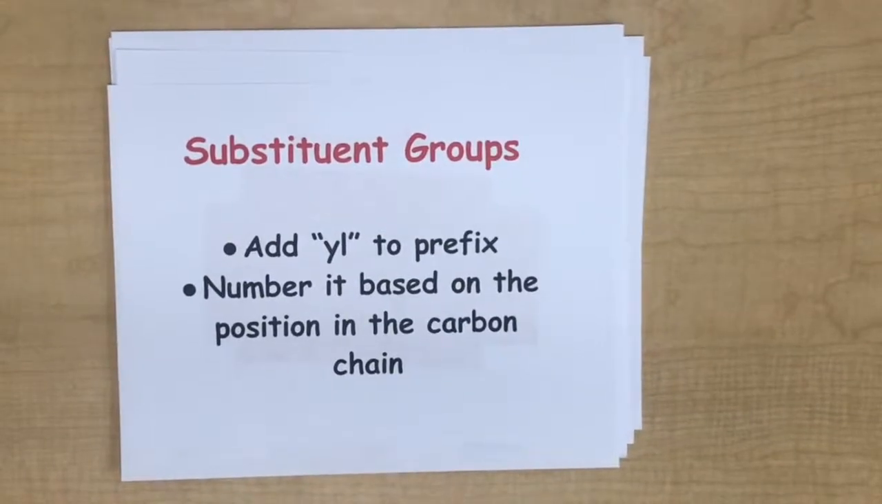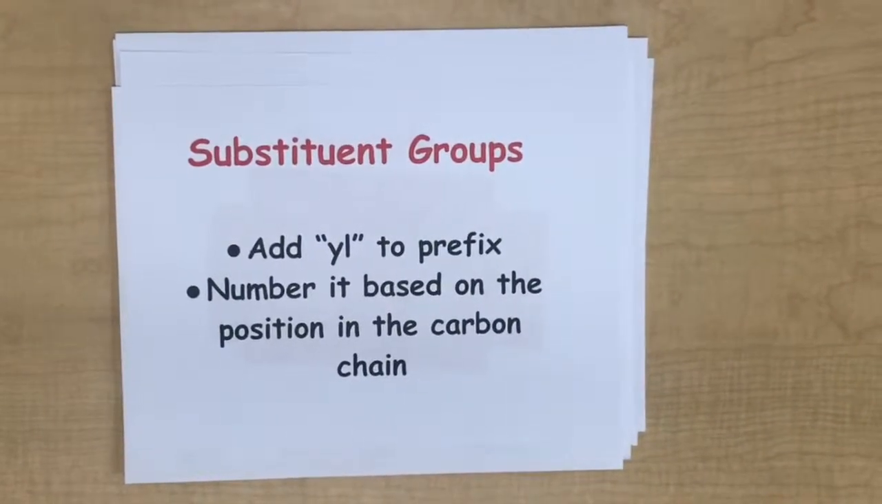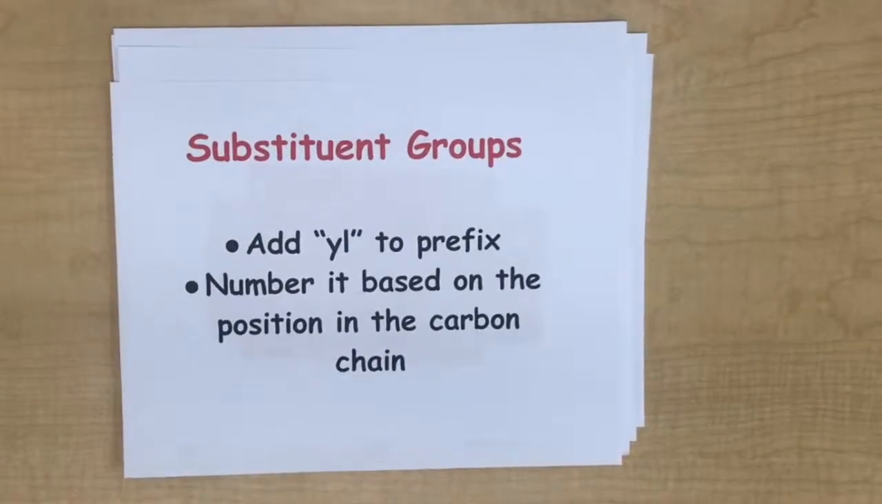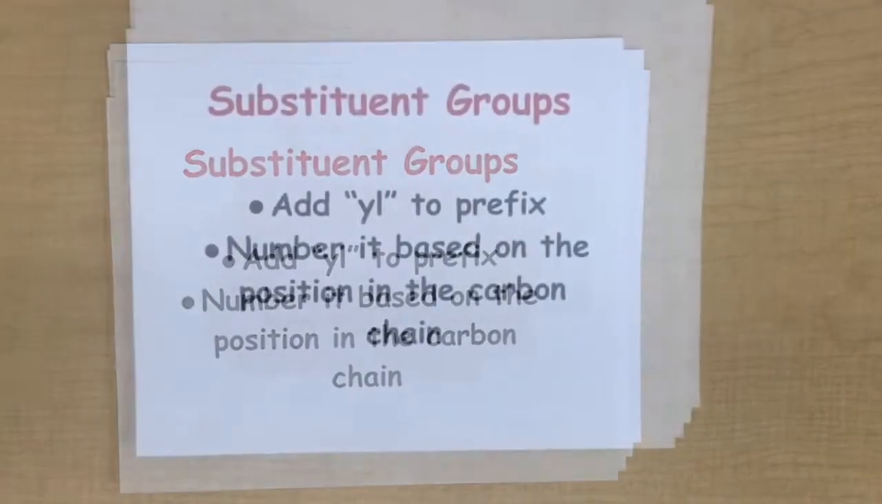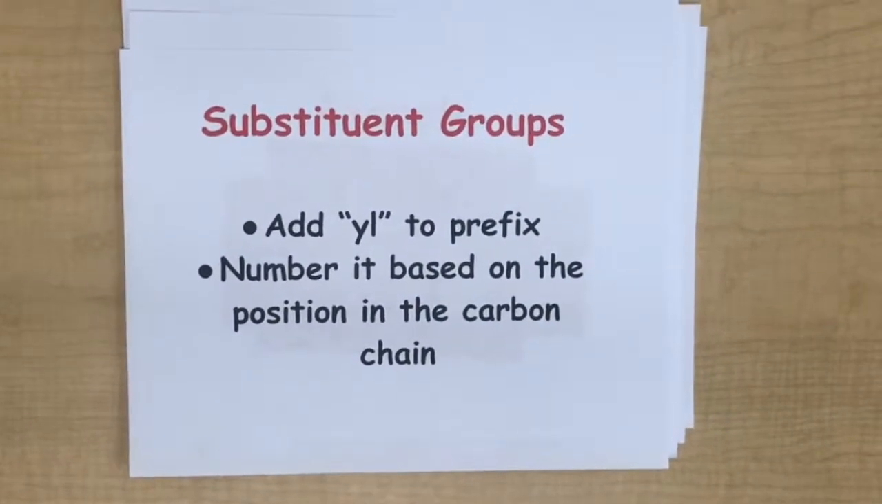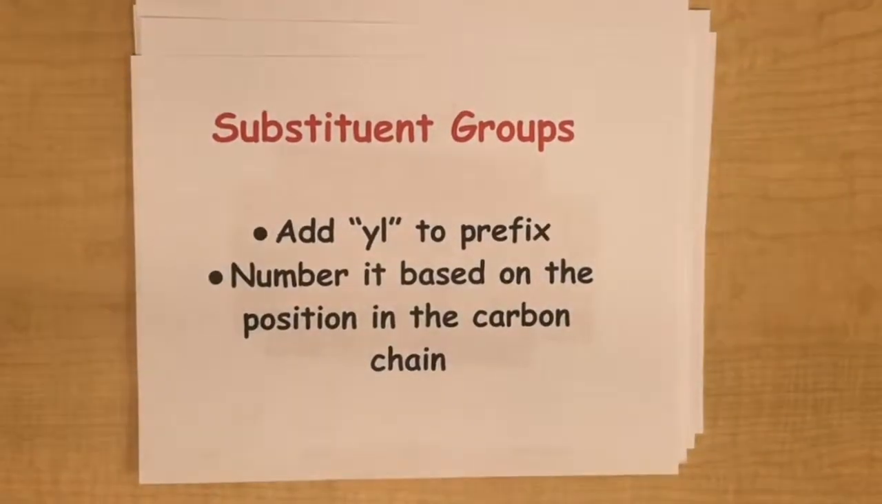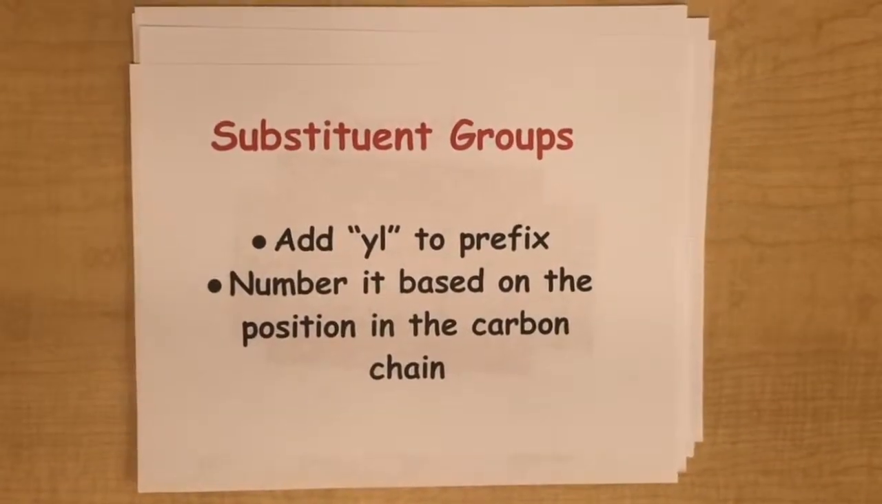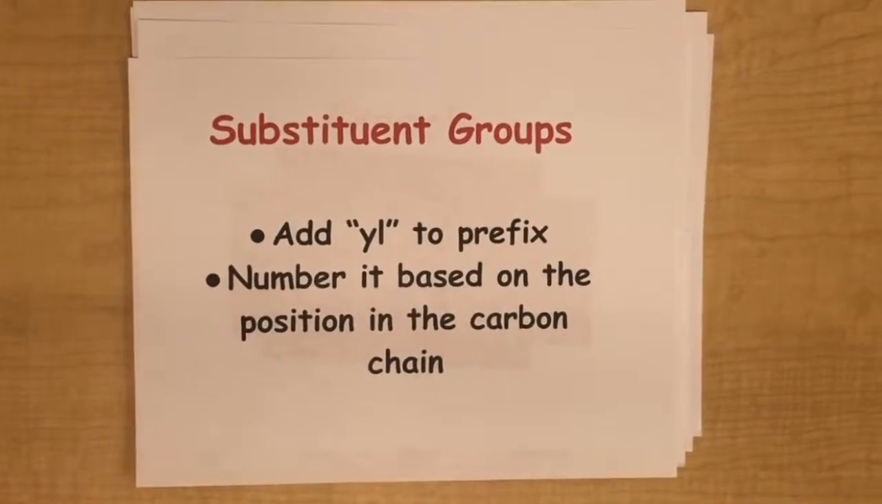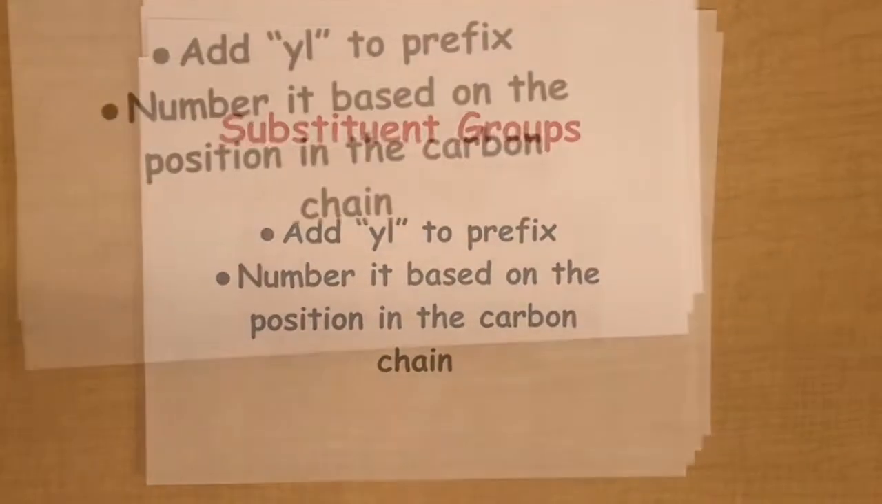The substituent group is given a number based on which carbon it is attached to in the parent chain. The parent chain can be read from any direction, from left to right or right to left, but it should be read so that the numbering of the substituent group adds up to the lowest combination of numbers possible.